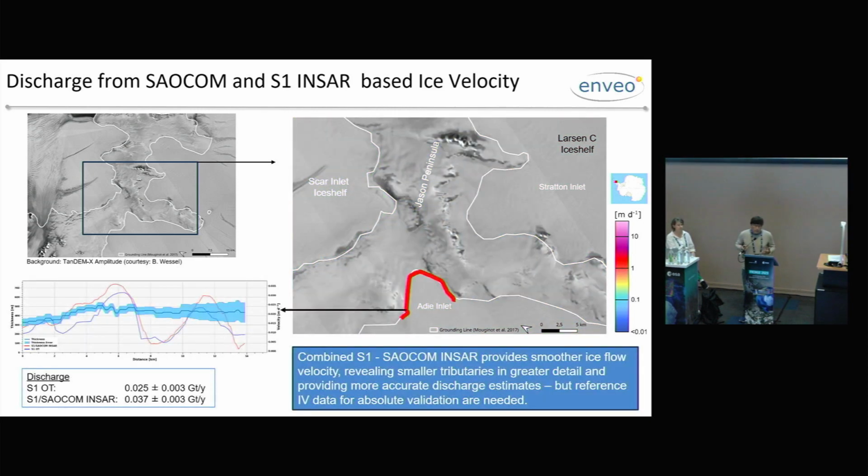Then, what has the impact on this? When we are looking, for example, to one of the drainage gates on Adie Inlet, using both velocity solutions, we see that the impact on the ice discharge, just due to this better knowledge of the ice velocity, already has a 10% change in the ice discharge for this very small part. Although it's very slow moving, it has a big impact, because there are large parts in Antarctica where the ice discharge is caused by slow moving ice.